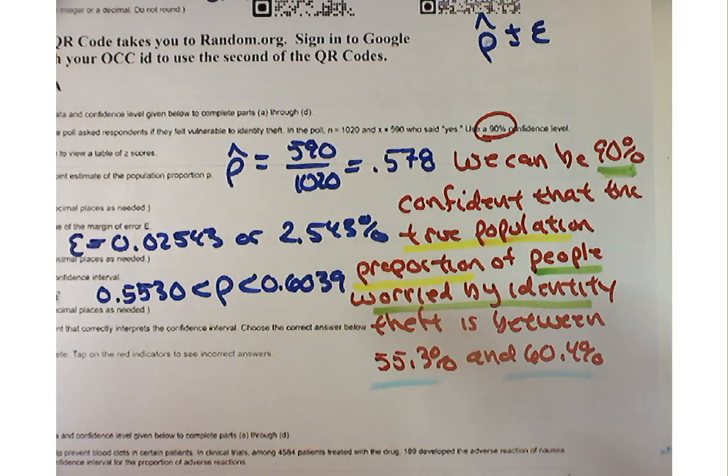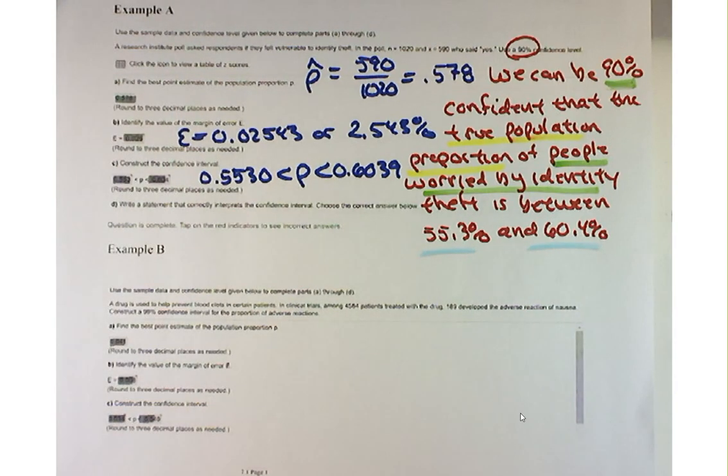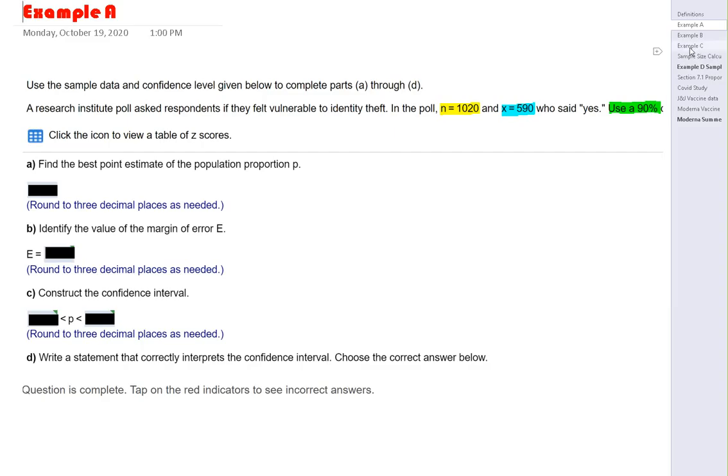Questions on example A? We doing good there? Chloe? Yeah. All right. And got one more coming in late. Let's get you in. All right, let's try another one. Let's try example B. So let me go back here, example B.